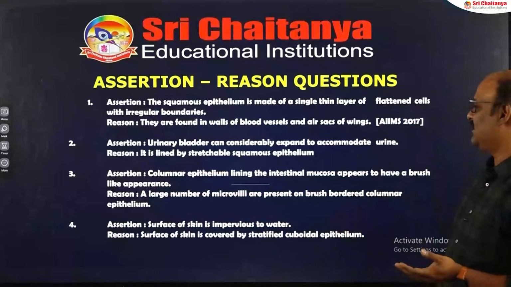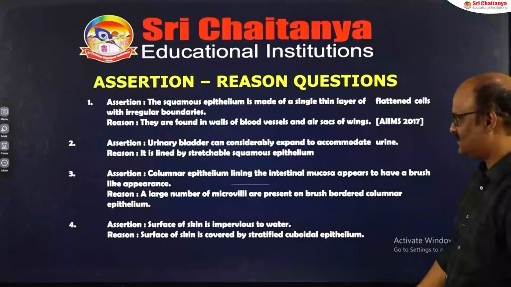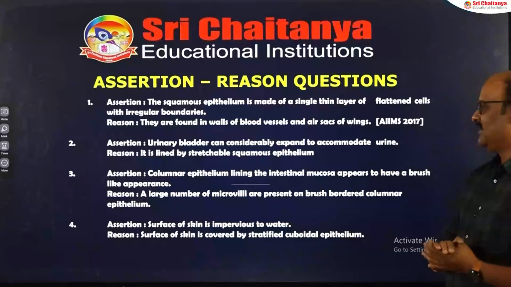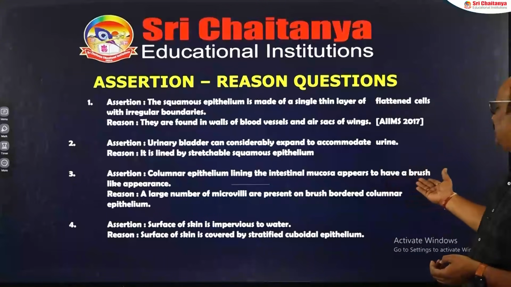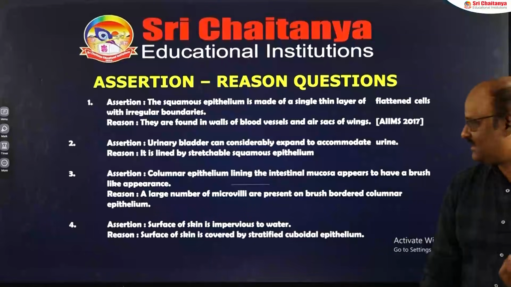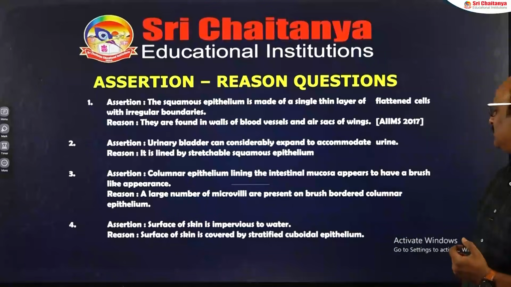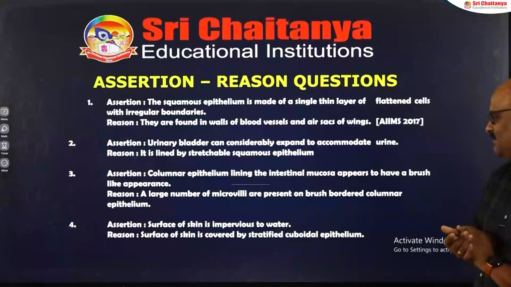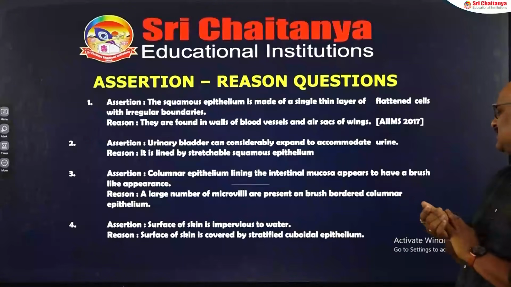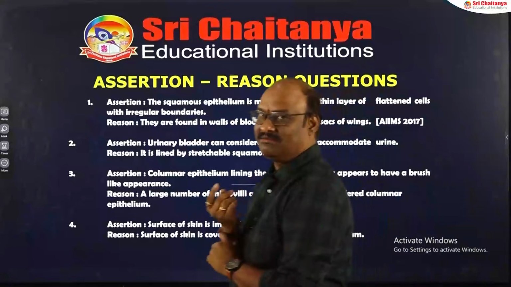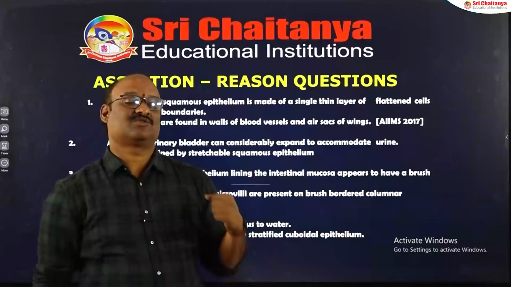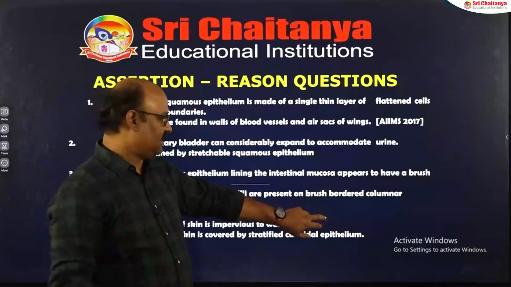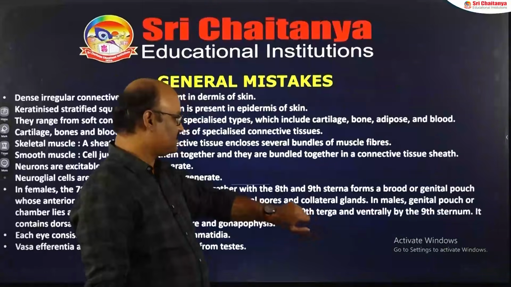Like urinary bladder can considerably expand to accommodate urine. Yes, it is stretchable. Squamous epithelium, no, it is made up of transitional epithelium. Columnar epithelium lining the intestinal mucosa appears to have a brush border appearance, correct. A large number of microvilli are present on brush border columnar epithelium, is also correct. Surface of skin is impervious to water. Yes, surface of skin is covered by stratified cuboidal epithelium, wrong, it is a stratified squamous epithelium. So like this you can see some assertion reason questions, but in the NEET, right now there were no questions, but please go through that.